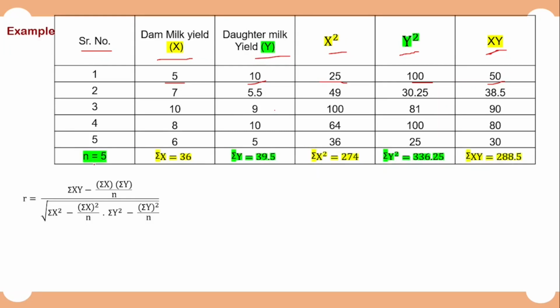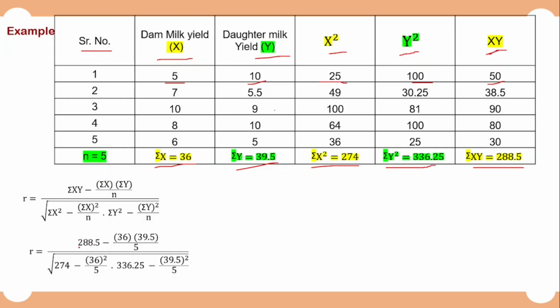Here n is equal to 5, as we are using the data on 5 dams and their daughters. So n is 5, sum of x is equal to 36, sum of y is equal to 39.5, sum of x square is equal to 274, sum of y square is equal to 336.25, and sum of xy is equal to 288.5. So let's put all of these values into the formula.